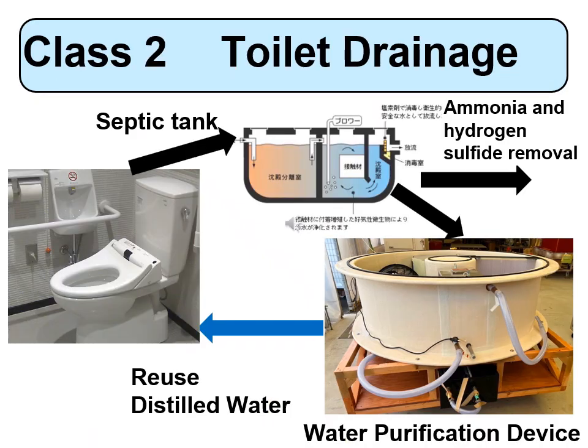Class 2 is toilet drainage and is the most troublesome part. First, it is stored in a septic tank and decomposed by microorganisms. High-speed processing devices have also been developed for this purpose. Solid components are converted into fertilizer here, while water containing ammonia and other substances undergoes treatment, and is reused as distilled water through the Yabe-type purification system.